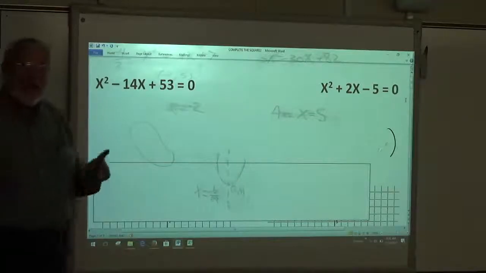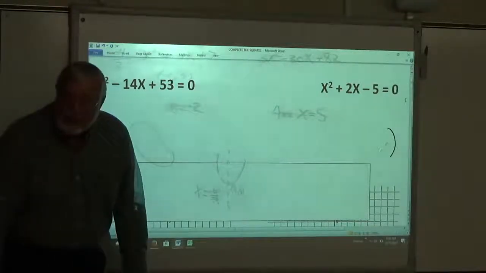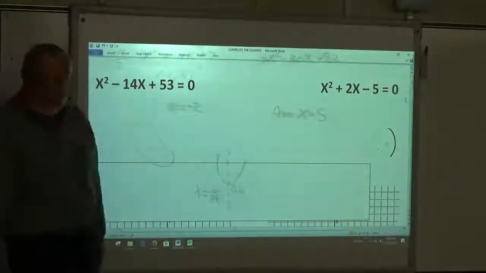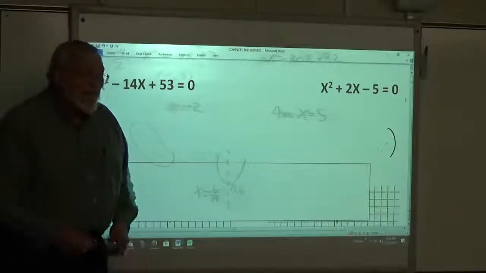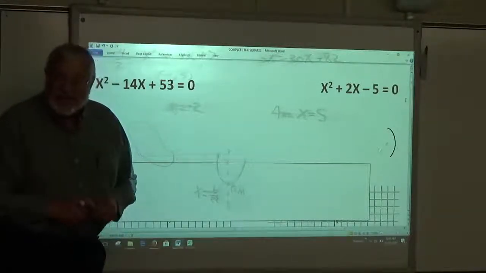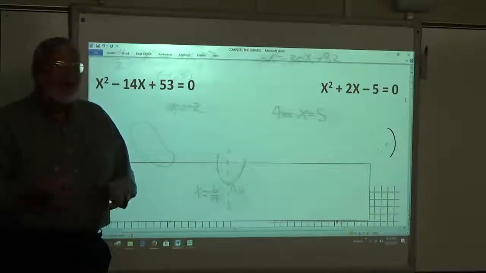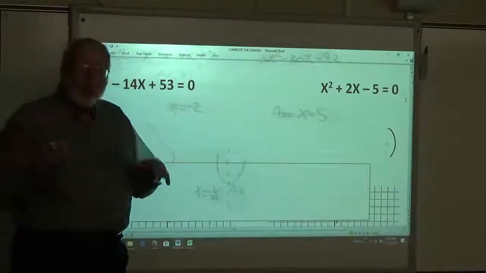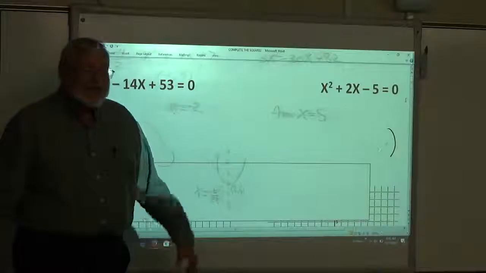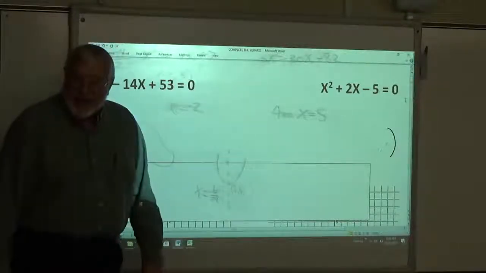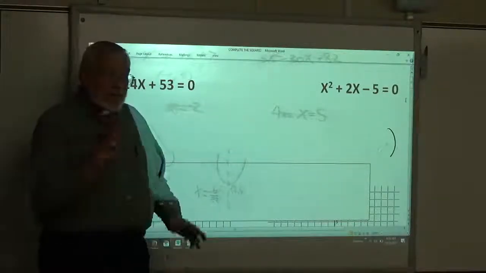Now, here's what's interesting. Completing the square is easy when the number is even. Right? It's easy when the number is even. Now, if you work with a fraction, it's actually easy when the number is odd, and we'll discuss that.